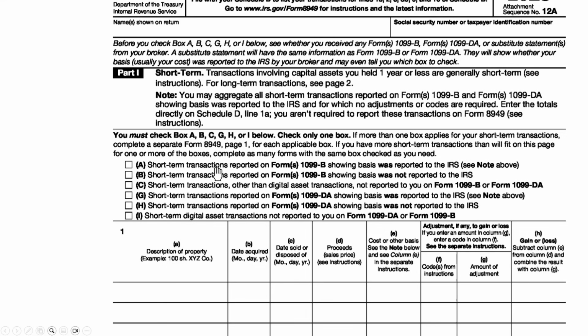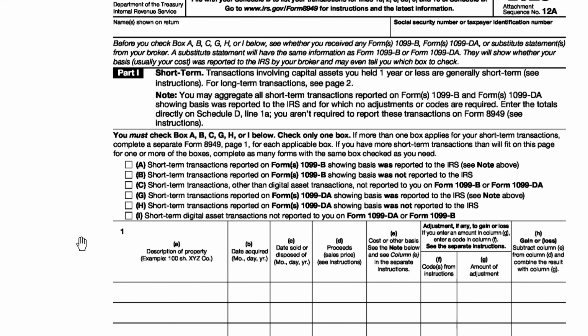For short-term transactions that were reported on a 1099-B, such as from a brokerage house, and that show the basis on that 1099-B, you are going to check this box. That is going to be the box you most frequently check. Most often, when you get the 1099-B, it will show the basis of that asset. So if you had a stock, you bought it, you sold it, the brokerage house knows how much you bought it for. They know how much you sold it for. So they will report your basis in that stock.